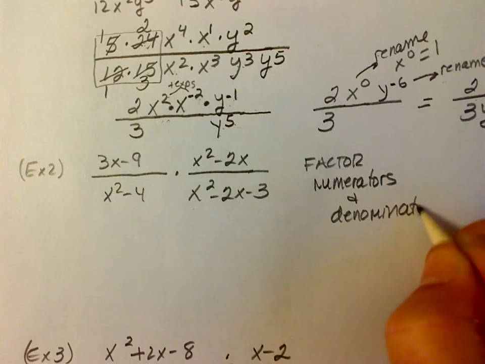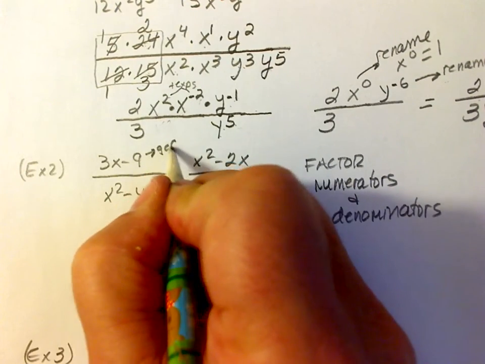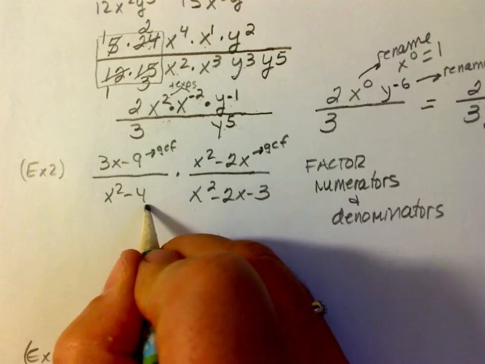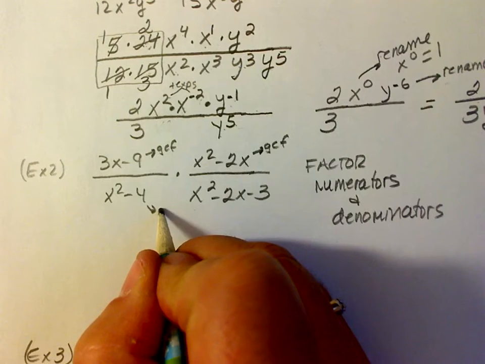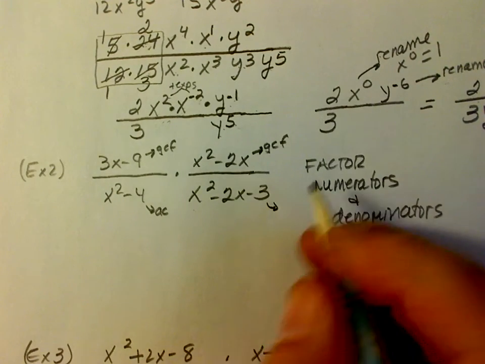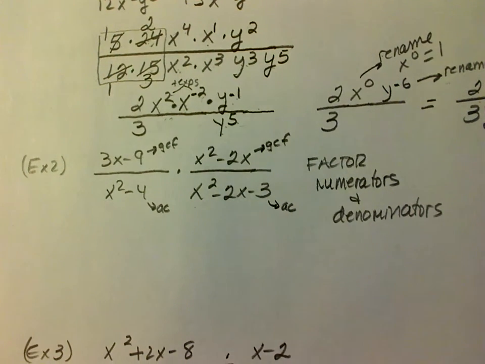I have a combination of techniques here. I have a GCF here to factor. I have another GCF method here. X squared minus 4 is the difference of two perfect squares, so that is an AC method of factoring, and then the trinomial is an AC method as well.